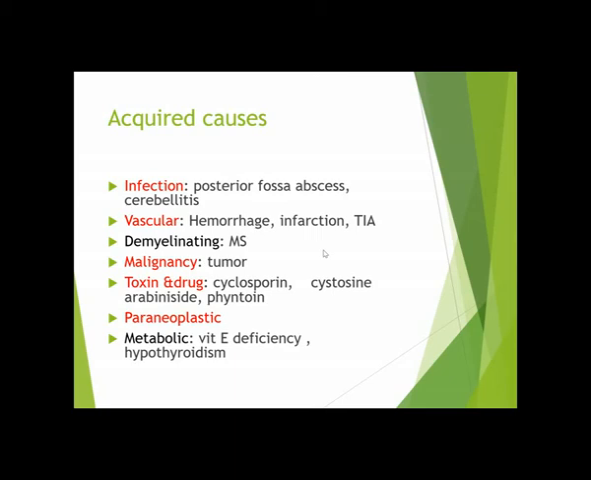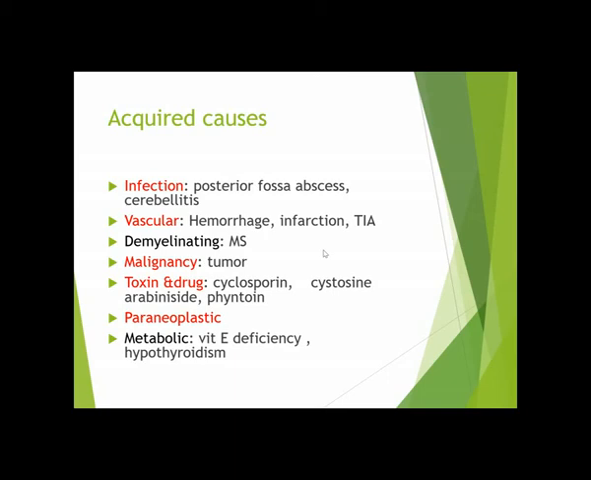When the signs are unilateral, always think about infective causes or vascular causes, or maybe demyelination or neoplastic causes like malignancy, primary or secondary brain tumors, either mass or primary brain tumors. Toxin drugs include antiepileptic drugs like phenytoin, and certain chemotherapeutic agents like cytosine arabinoside and cyclosporin, and it will be evident from the patient's history.